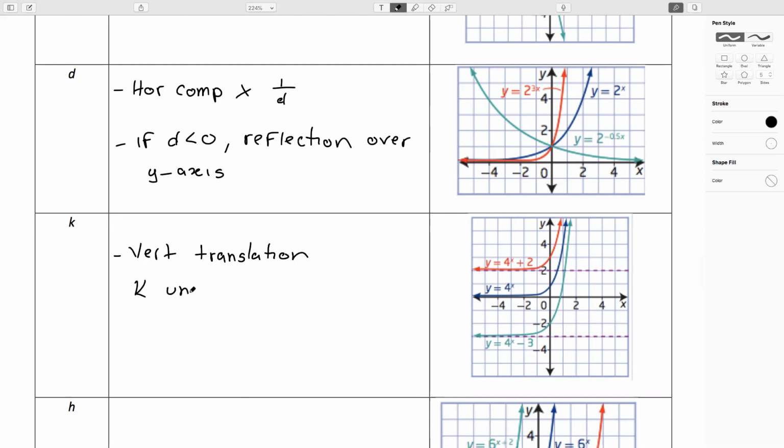K units up. And you see this here. The blue function, 4 to the x, is the original. 4 to the x plus 2 is 2 units up. 4 to the x minus 3 is 3 units down.